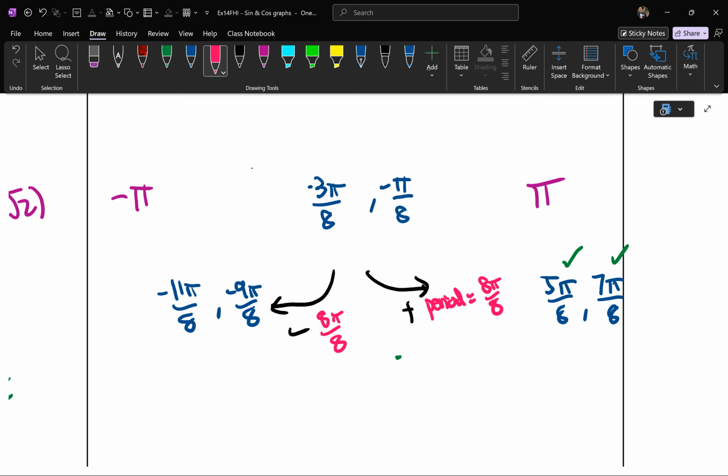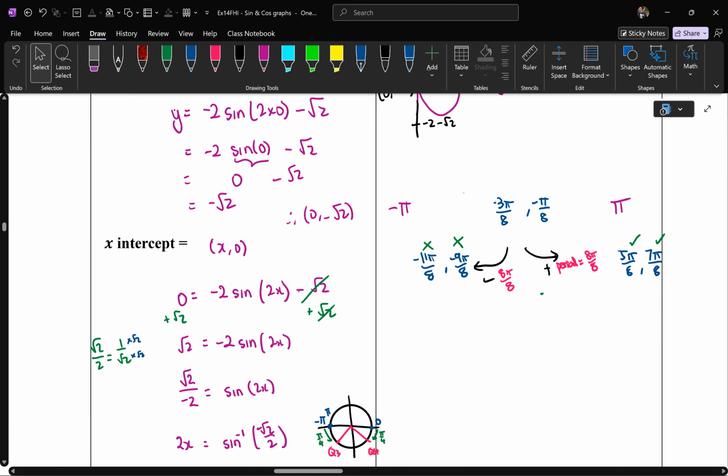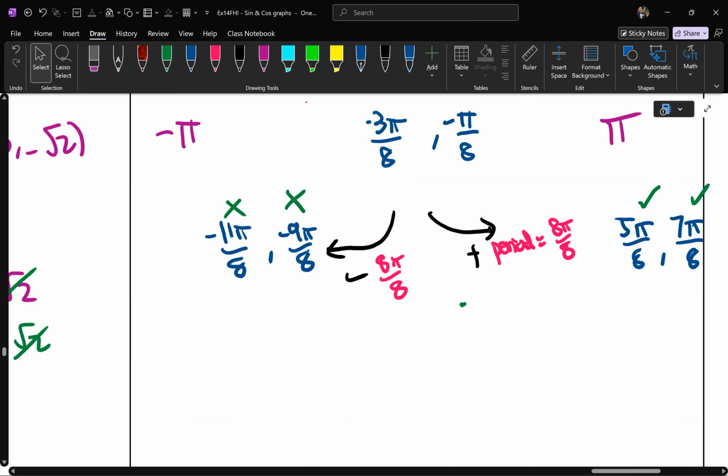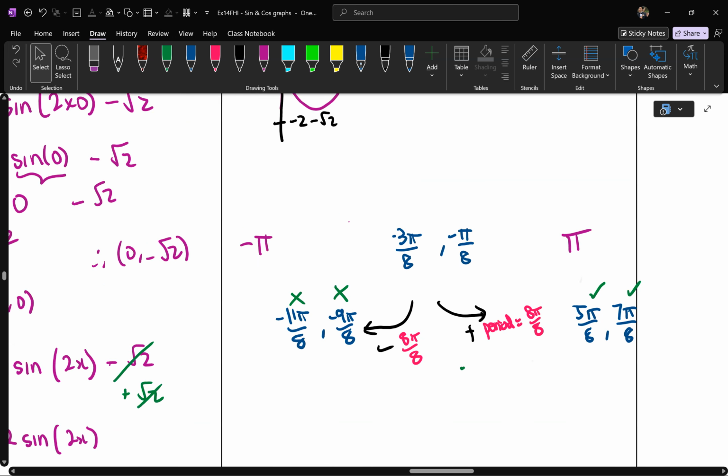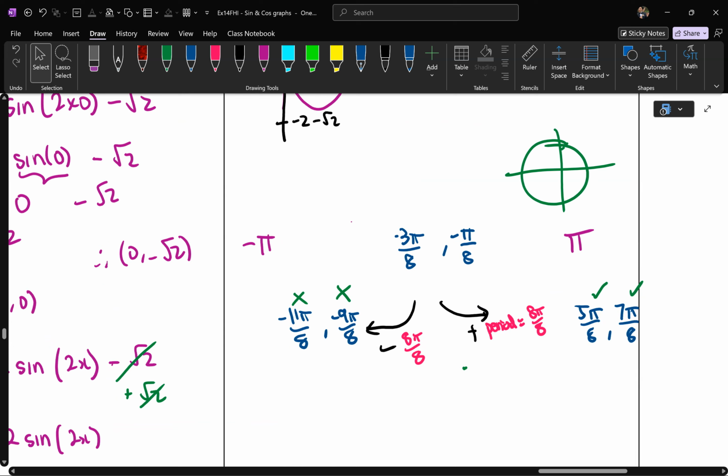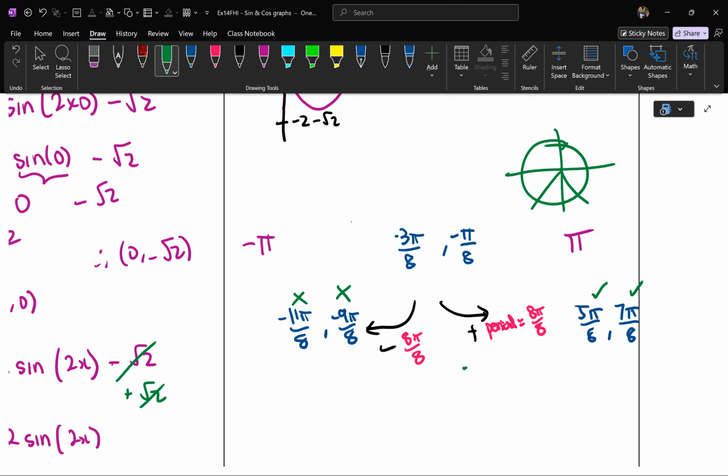Now you ask yourself, are negative 9 pi on 8 and negative 11 pi on 8 still within the domain? Is it still part of the domain or no? No. Because negative pi means 8 over 8. So you've gone too far. Okay, so these two you can't include. So my answer, when we asked what are the x-intercepts, you found the first two, because you only need two. In the unit circle, there were only two solutions for every revolution.